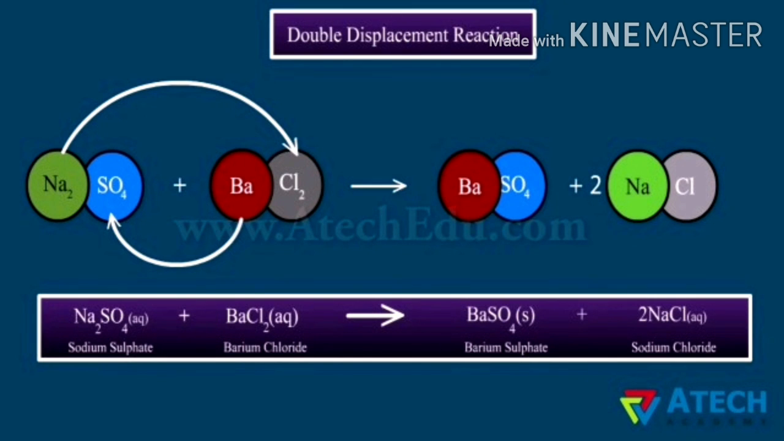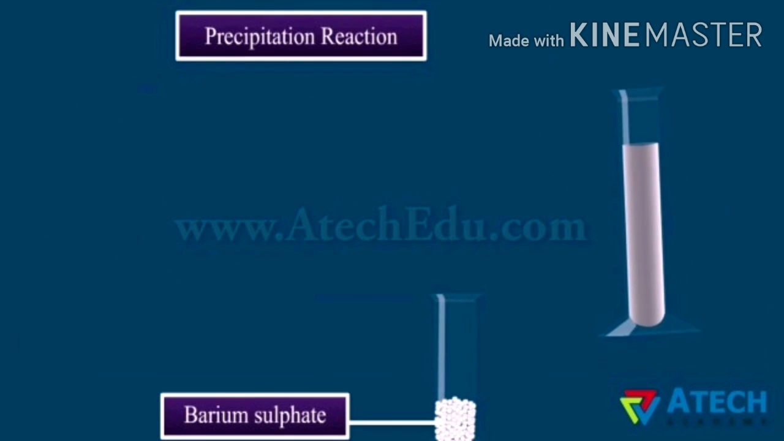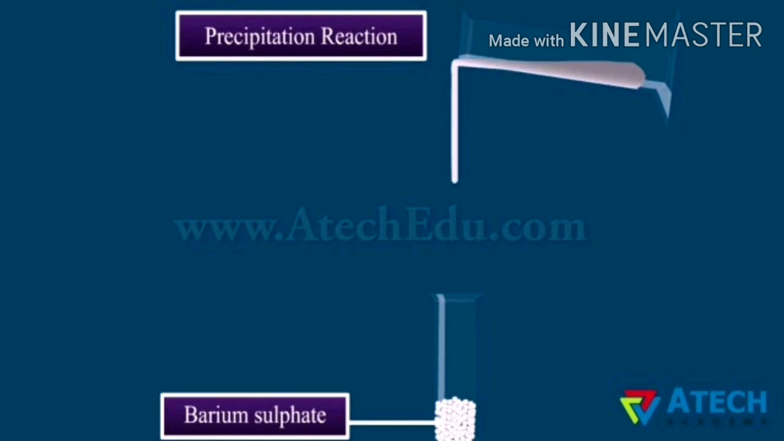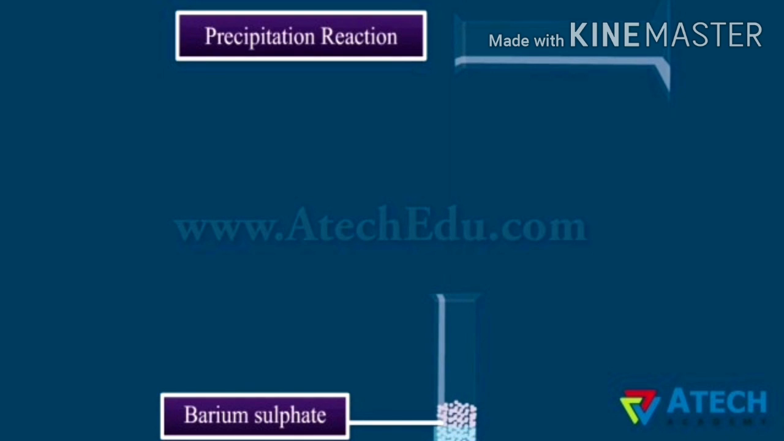In this reaction, ions are exchanged between the reactants. Barium sulfate formed in this reaction is a white substance which is insoluble in water. This insoluble substance formed is known as a precipitate.